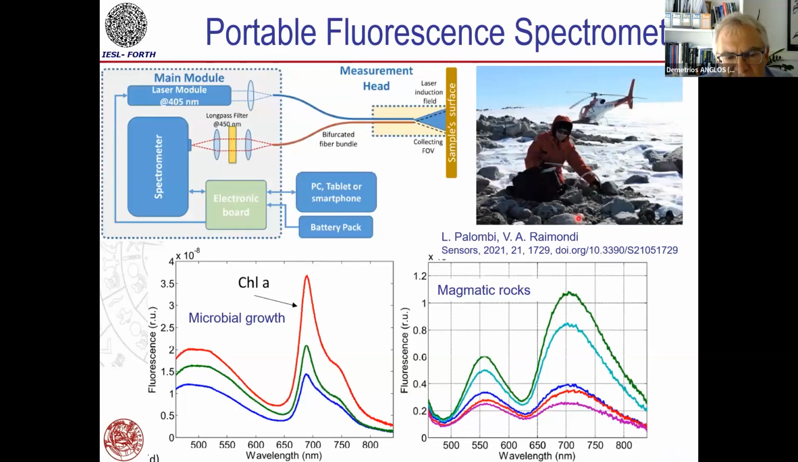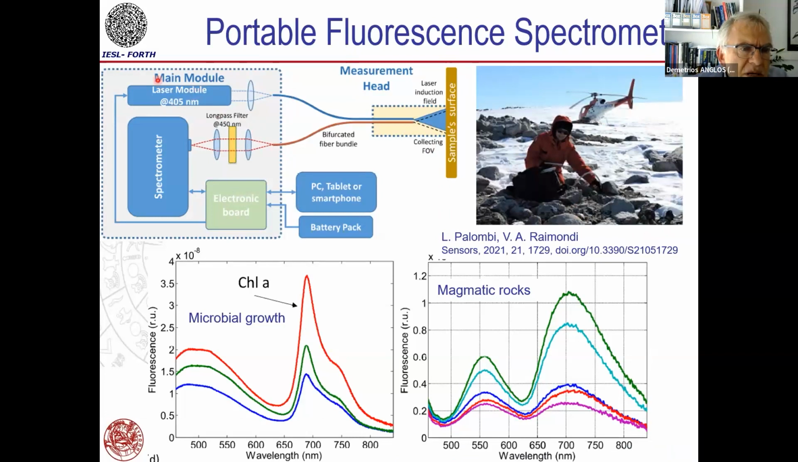Leaving the environment of the museum, which is rather convenient, one can actually go to much more demanding or hostile environments, for example, Antarctica, and this is a campaign by Valentina Raimondi a few years ago in Antarctica, using a portable fluorescence probe.